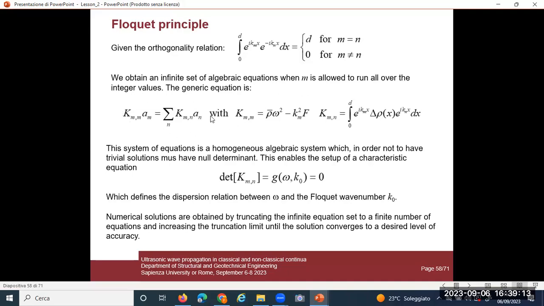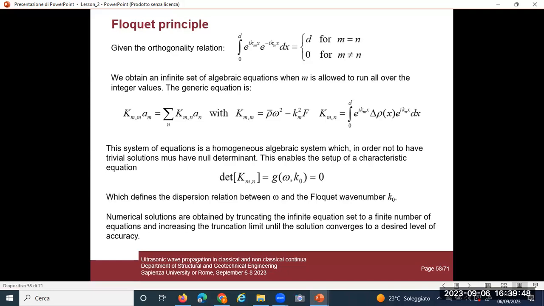In the end, you obtain this system of equations, which is a homogeneous algebraic system that, again, gives rise to a characteristic equation which defines the dispersion relationship between omega and the Floquet wave number. The problem is that this is, again, an infinite series.